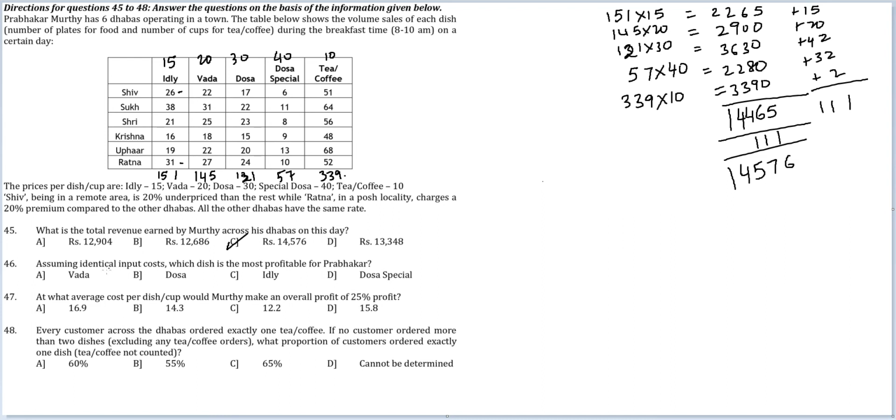Okay. Let's get to question number 46. Assuming identical input costs, which dish is most profitable for Prabhakar? If I'm assuming identical input costs, let me assume that identical input cost to be 0 for every item. So for idli, the profitability will be 2265 divided by 15. 2265 plus 15, so 2280. 2280 divided by 151. This is for idli. For vada, it will be 2920 by 145.